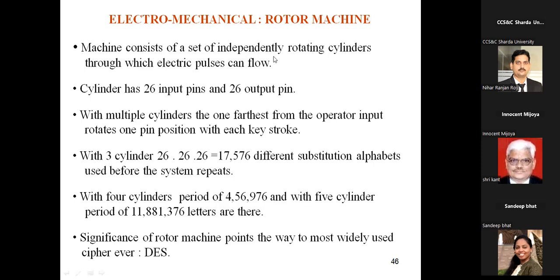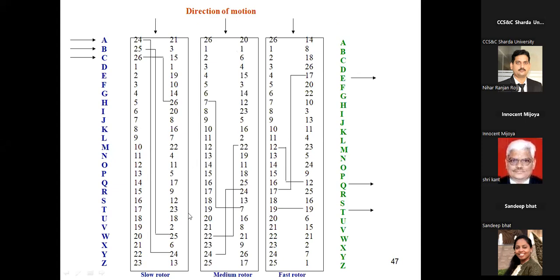The machine consists of a set of independently rotating cylinders through which electric pulses can flow. Each cylinder has 26 input pins and 26 output pins. With multiple cylinders, the one farthest from the operator input rotates the pin position with each key stroke. With 3 cylinders, how many possibilities? 26 to the power 3. This many possible substitution alphabets are used with the system. With 4 cylinders, this will increase. With 5 cylinders, it increases further.